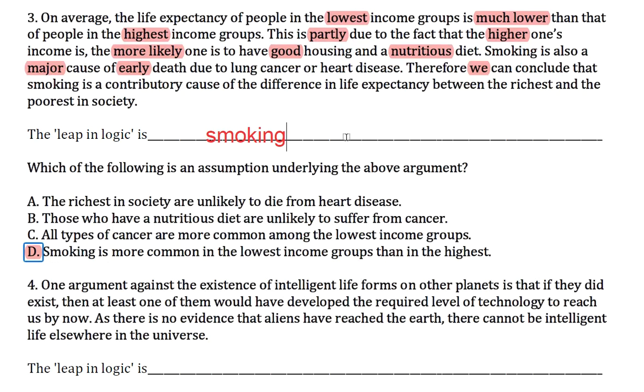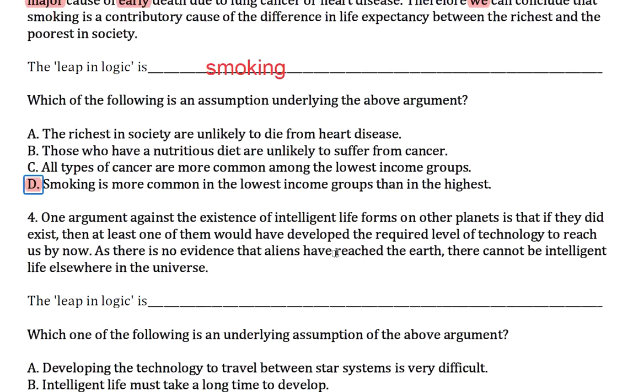The argument is mainly about smoking. All types of cancer are more common among the lowest income groups. No. So the leap in logic, which identifying would help you to answer this question, is finding smoking and thinking that, well, there's no evidence that smoking is more common. And if there is, it's not shown in the argument.